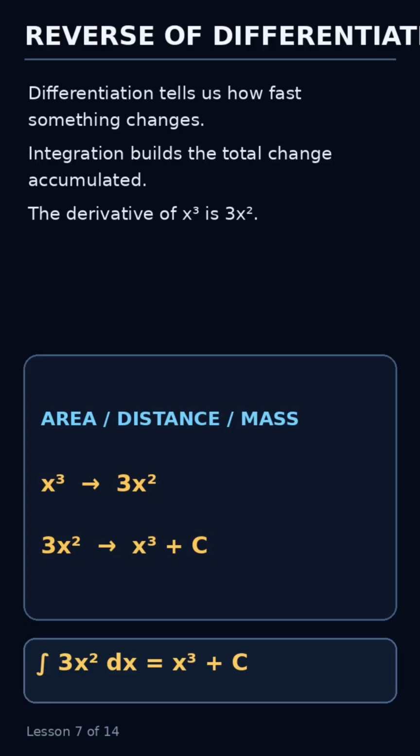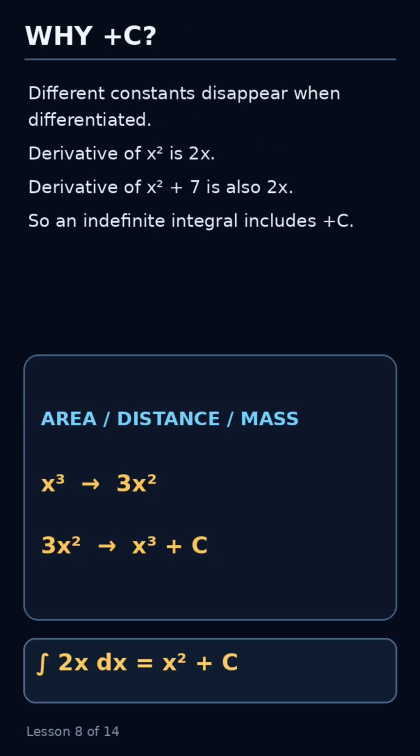Why do we add plus c? Now you may be wondering, why do we write this mysterious plus c? Let's understand it. Suppose we differentiate x squared, we get 2x. Now differentiate x squared plus 7, we'll get 2x. What about x squared minus 100? Again, the derivative is 2x. Why? Because the derivative of any constant is 0.